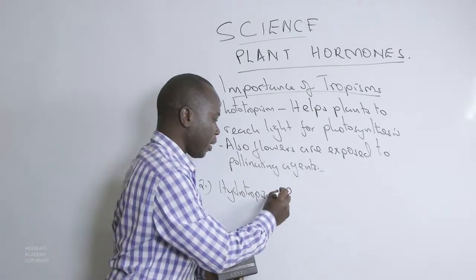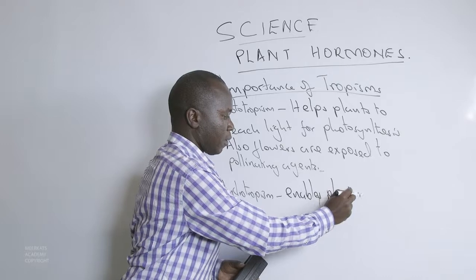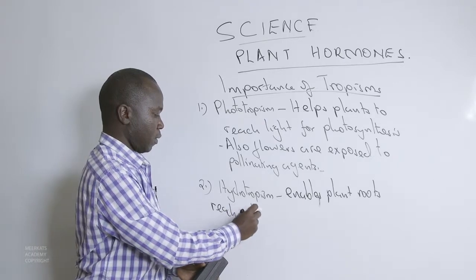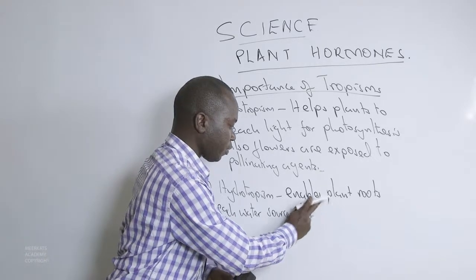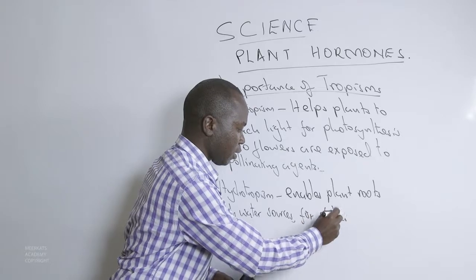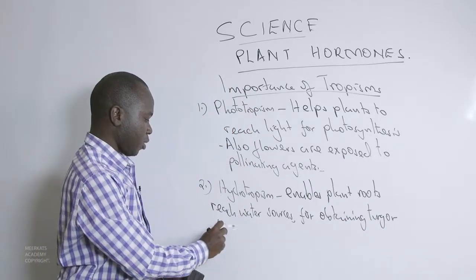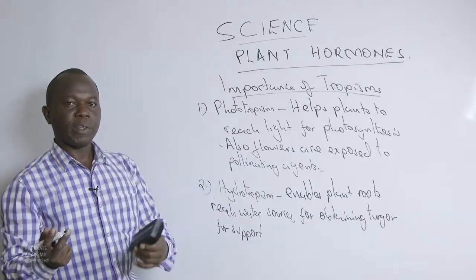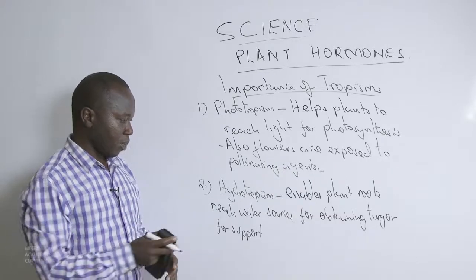So hydrotropism enables plant roots to reach water sources. For what purpose? Maybe for mechanical support, for obtaining turgidity. Turgidity comes from water: the plant cells become firm when they absorb water, and in the process they are able to give the plant firmness or mechanical support.